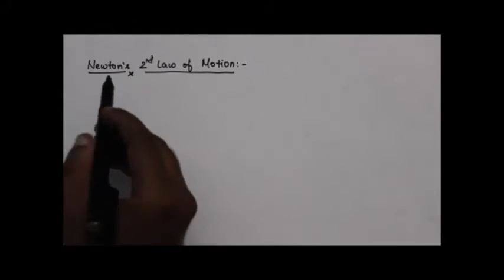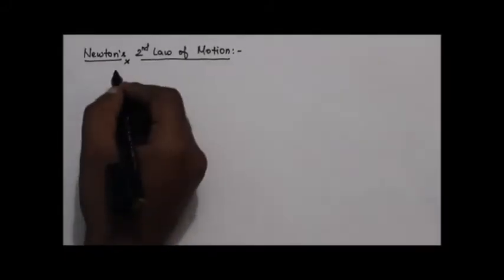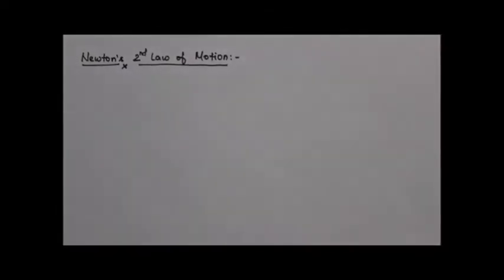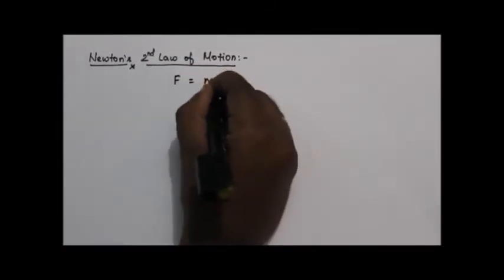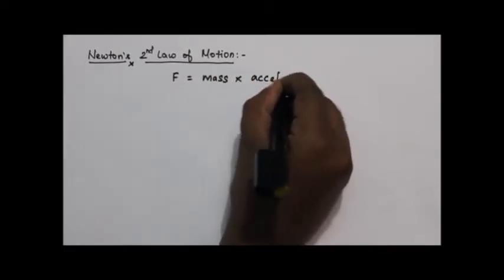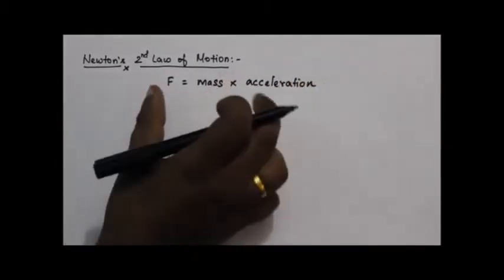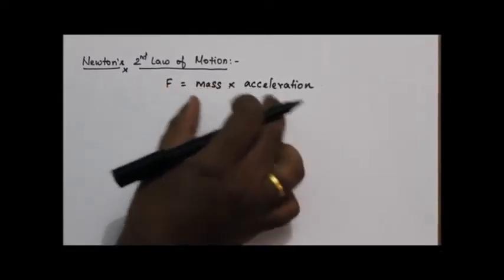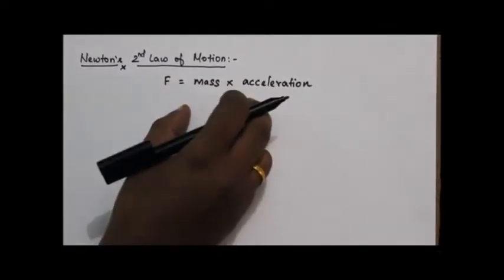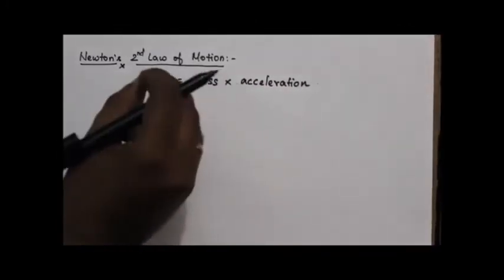In this session, we are going to deal with Newton's second law of motion. So what does Newton's second law of motion exactly state in mathematical relation? It states that force equals mass times acceleration. Before going into detail about what this exactly says, we need to know what is acceleration, what is mass, and what is a force.